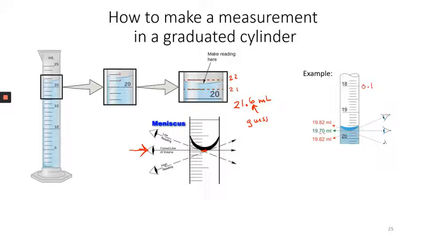Now, what if I was looking down at it? I would actually get a lower reading. If I was looking up, I would get a higher reading. So it is important that when you're measuring with a graduated cylinder, your eye is on level with the bottom of the meniscus, and that you record it to the proper number of decimal places. Remember, you look at the measurement and you look at the smallest division. In this case, 1 milliliter was the smallest division, so you could guess one place beyond that. In this one, the divisions were 0.1 milliliter, so you could guess one decimal place beyond that.